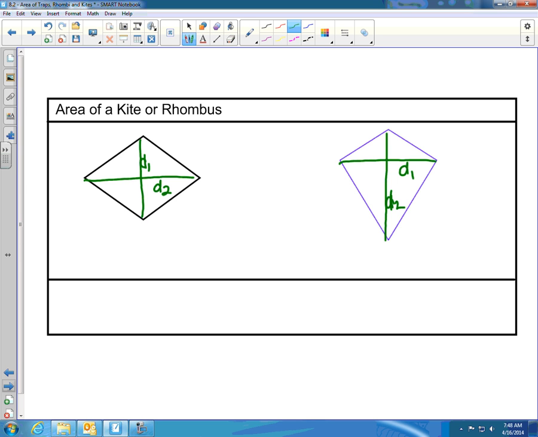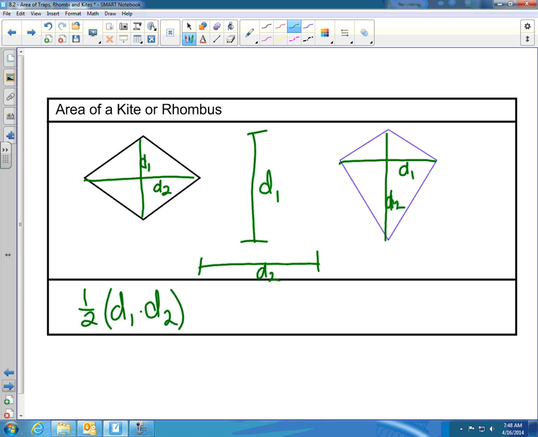Okay, so let's just say we have diagonal 1, which is our up and down, and then our diagonal 2, let's just say, can be this. Again, it's just like the bases. It doesn't matter which order you do them in. So our area formula is 1/2 the product of the diagonals. So product again means multiplication. We can also look at it as multiplying the diagonals and dividing by 2.